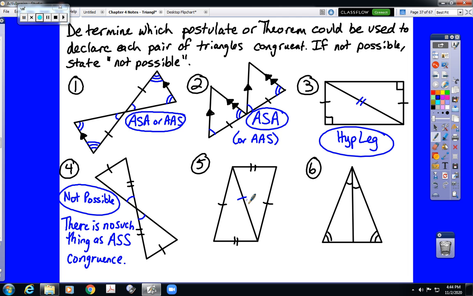Number 5, we have the reflexive side that we can mark, which is enough information to complete by side side side. Number 6, we have the reflexive side, which is enough for us to state angle angle side. Again, any proof that can be completed angle angle side could also be completed angle side angle. So either answer should in theory be acceptable, although angle angle side is what we have shown in the picture.